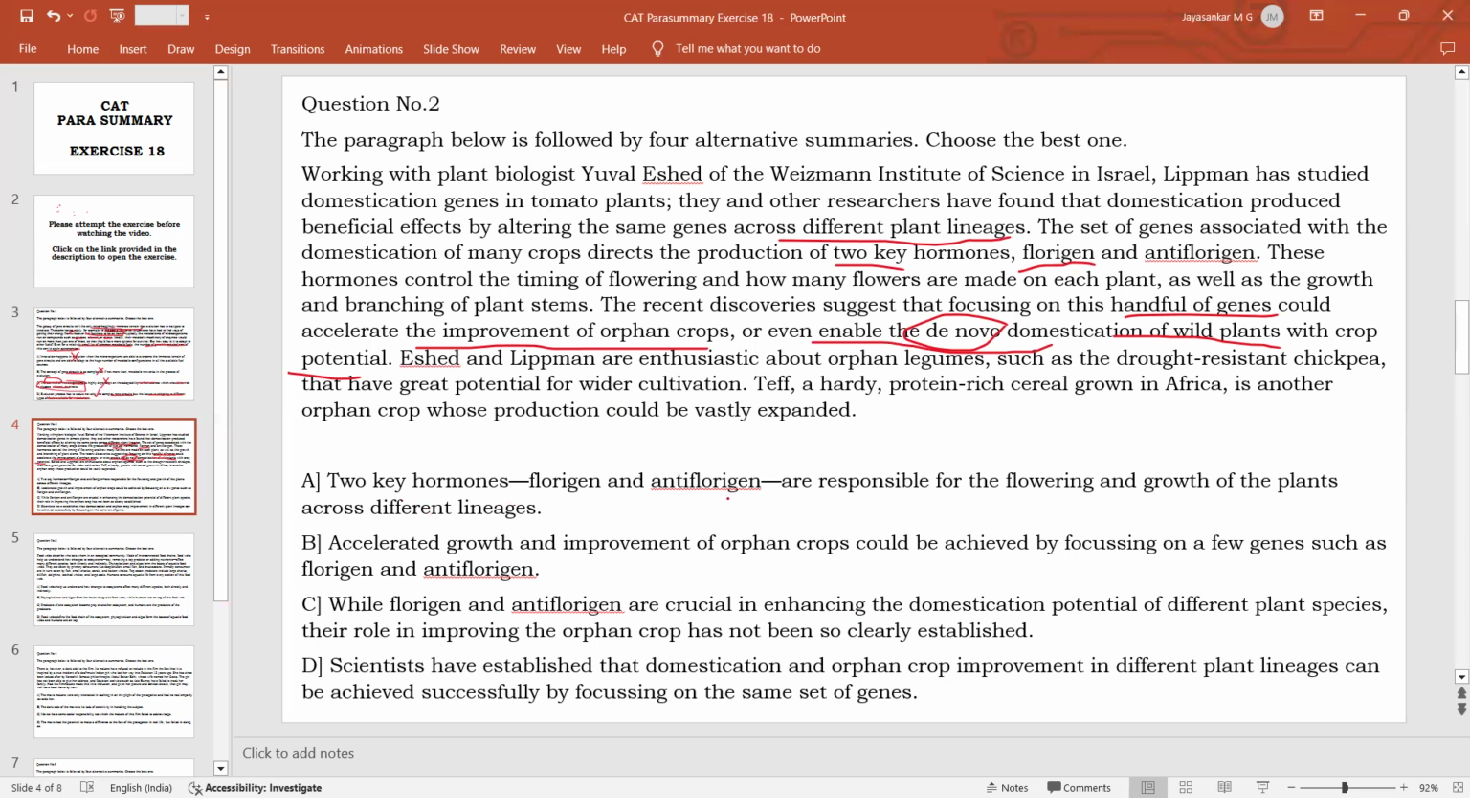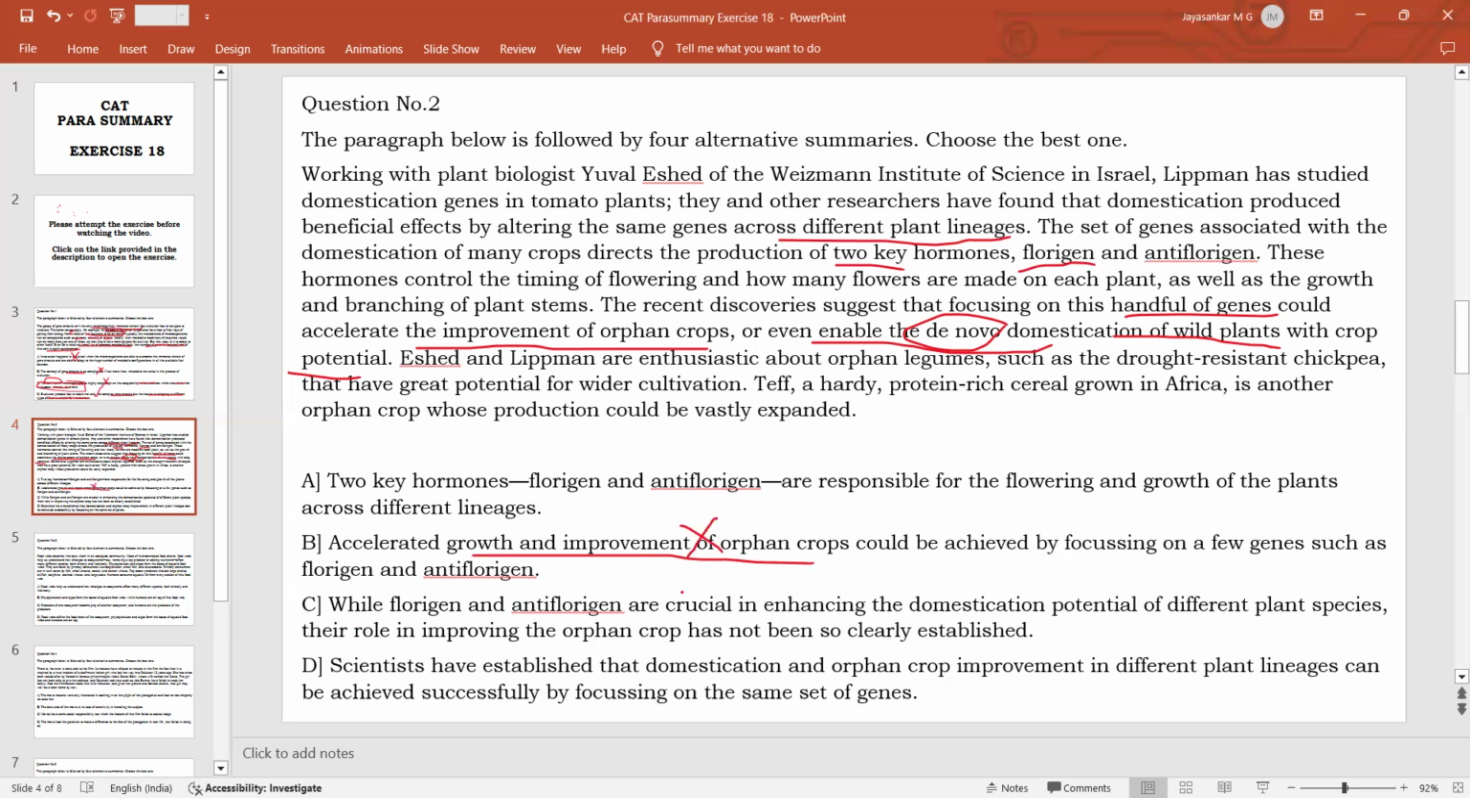Two key hormones, florigen and anti-florigen, are responsible for the flowering and growth of the plants across different lineages. Yes, it is talking about the hormones. So, good answer. No problems are there here. Option B, accelerated growth and improvement of orphan crops could be achieved by focusing on a few genes. So it is talking about only accelerated growth and improvement of orphan crops. It is not talking about domestication of wild plant species. So as a result, this is talking only about one aspect of the paragraph, not the full aspect. So it is not a good summary.